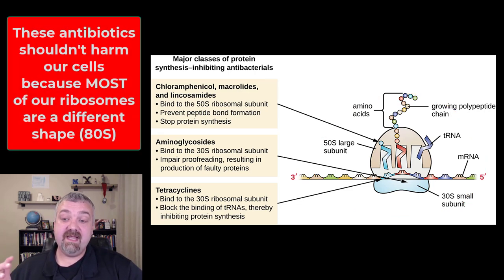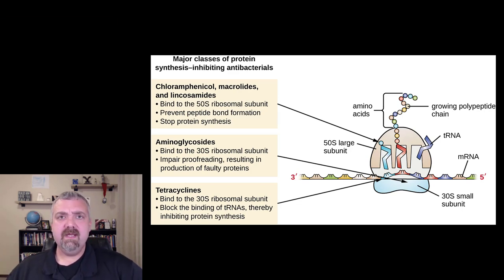One of the reasons this is a selectively toxic treatment in most cases is that bacteria, prokaryotic cells, have 70S ribosomes, whereas eukaryotic cells have 80S ribosomes. Now, hopefully you remember that our mitochondria do have some 70S ribosomes. So there is always a little bit of a concern there, and I think that might be why some people have some evidence of impaired mitochondrial function when they take antibiotics. But that's a discussion for another day.